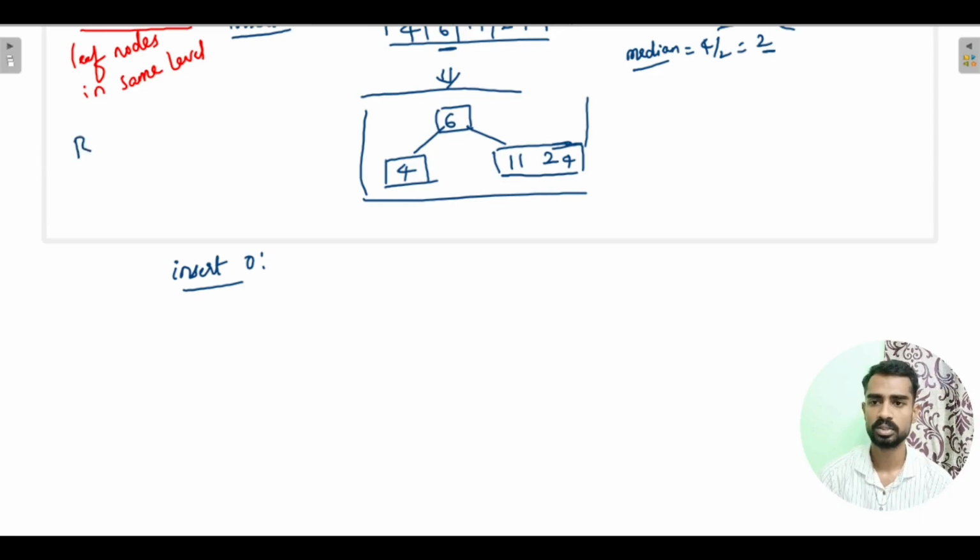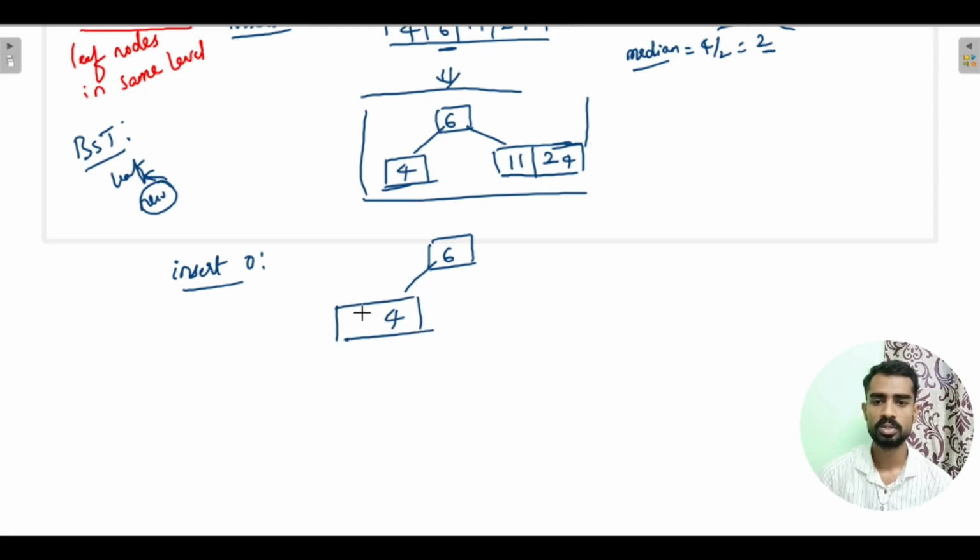In a B-tree, the insertion operation can be done only at the leaf nodes. So we can insert a new element only into a leaf node. Here the leaf nodes are only 4, 11 and 24. Only in these can we insert a value like 0. Since 0 is smaller than 6, it goes to the left subtree, and since 0 is smaller than 4, it can be inserted right here.